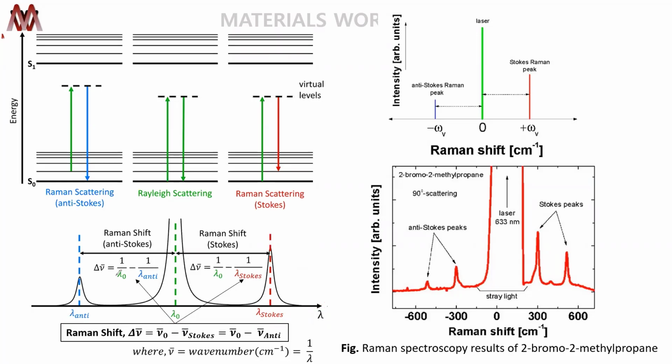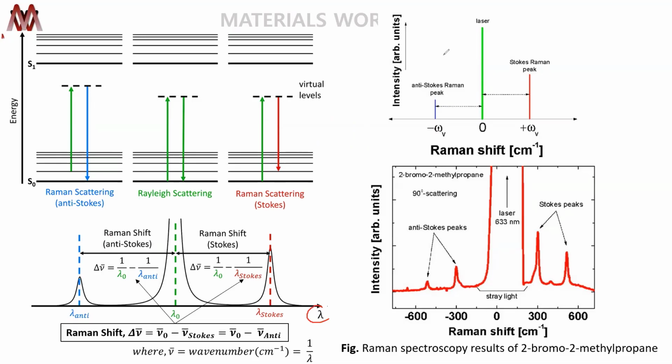Now see, for the anti-Stokes photon, the observed wavelength is lower because the energy of that anti-Stokes line is higher. Because energy is hc by lambda, if energy is higher, wavelength will be lower. It will be observed at lower wavelength. In Stokes, it will be observed at higher wavelength.